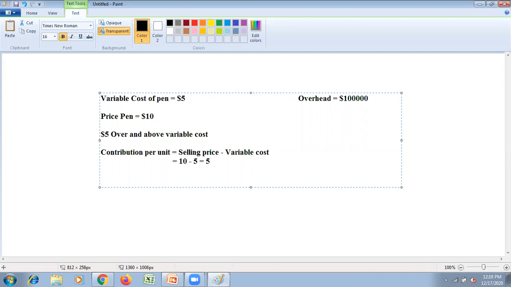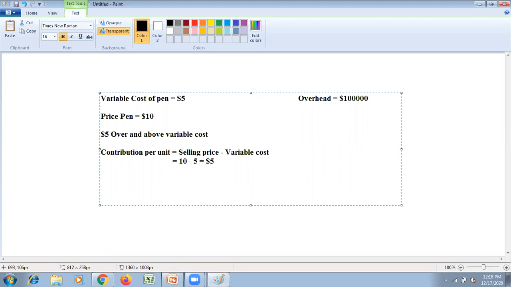So this is contribution, and why we are calling it contribution is because it is contributing towards covering fixed cost. So I can write it here: if I say contribution per unit is $5, what does it mean?